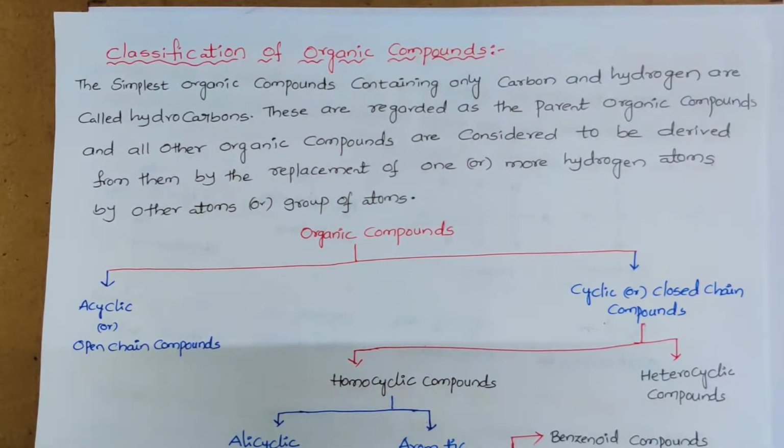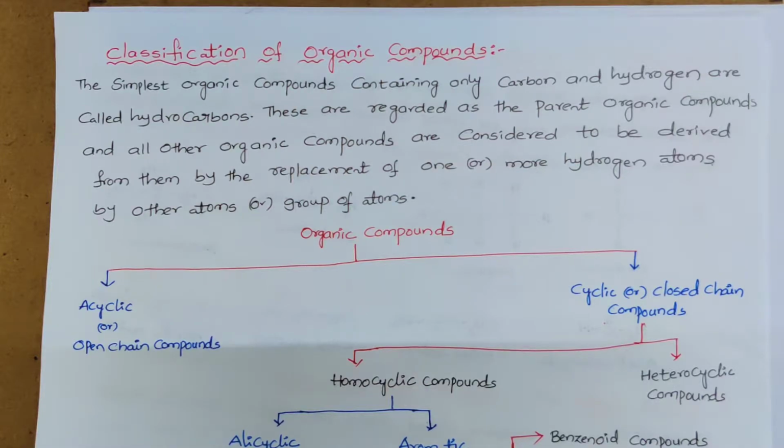Good morning, students. Today we are going to discuss the classification of organic compounds. We are defining very clearly what organic compounds are. Organic compounds are naturally obtained from living sources, and these compounds can also be synthesized in the laboratory. When we observe these organic compounds, carbon and hydrogen are the important constituents. The compounds which contain only carbon and hydrogen are called hydrocarbons.